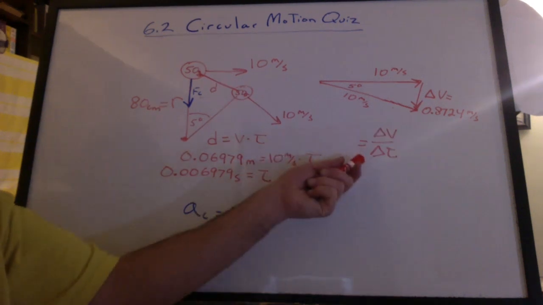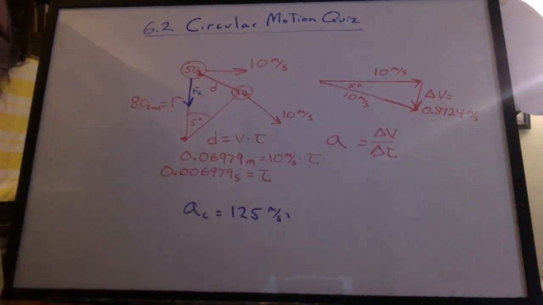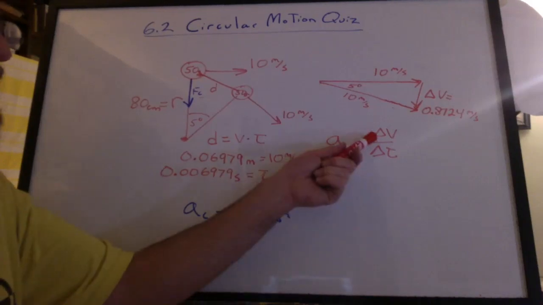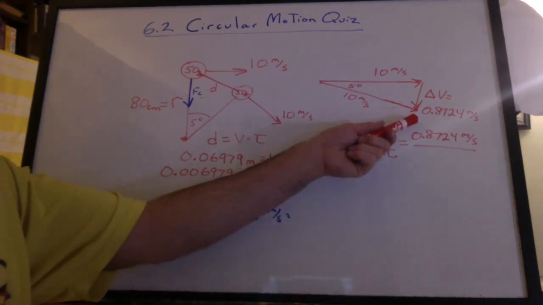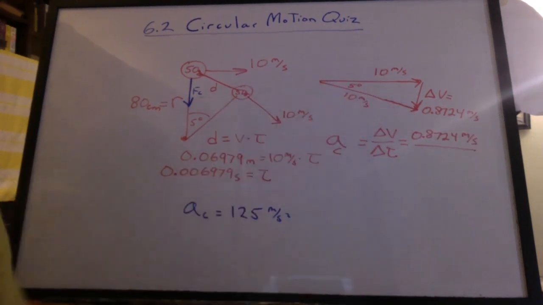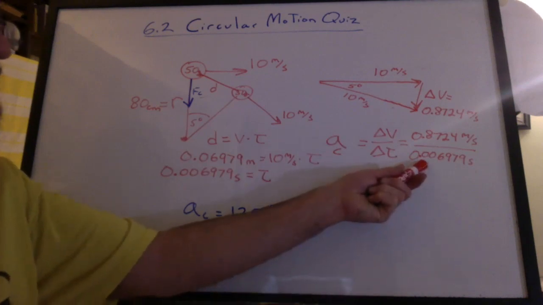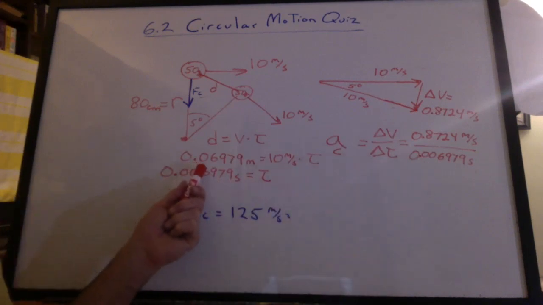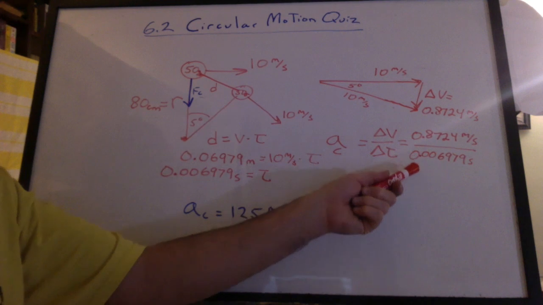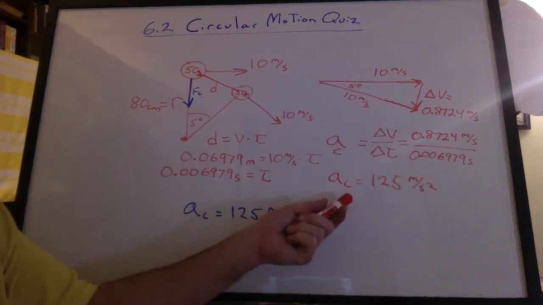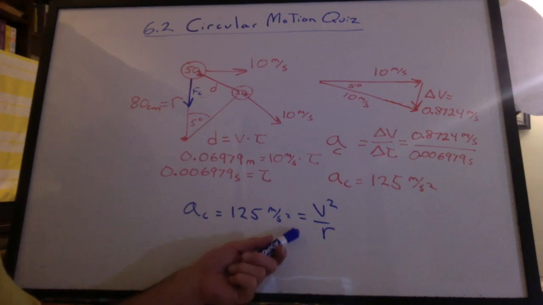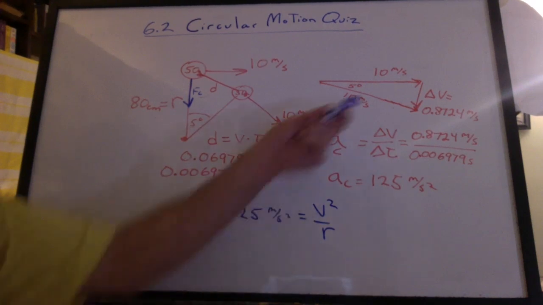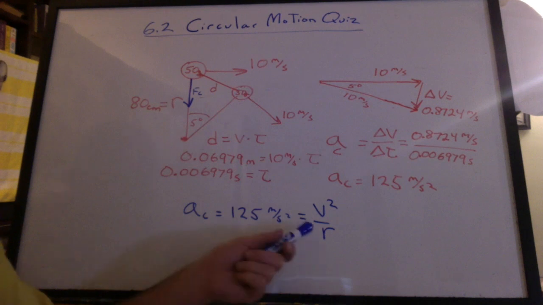What's a change in velocity over the change in time? An acceleration. If the change is towards the center, the acceleration is towards the center. So we take the change in velocity found from this triangle and divide by the time from this triangle. Change in velocity over the change in time, hey, we get 125 meters per second squared. That's what we got using this formula. So yeah, this formula was derived by doing these triangles, and it works.